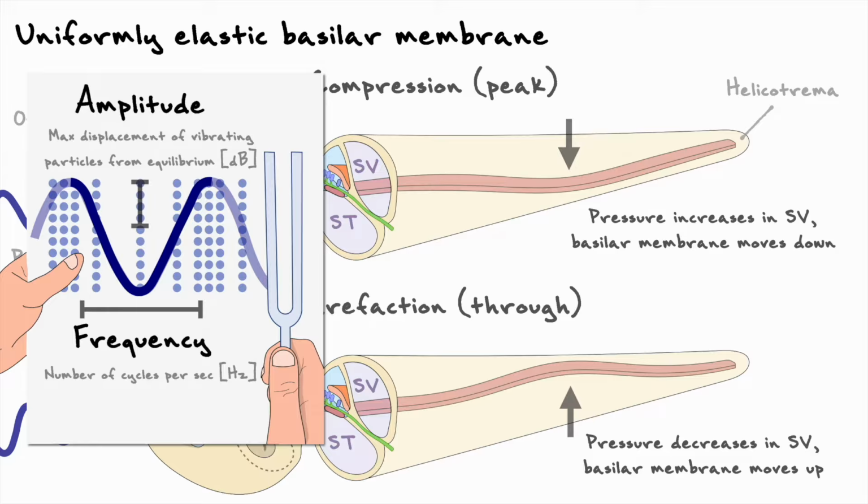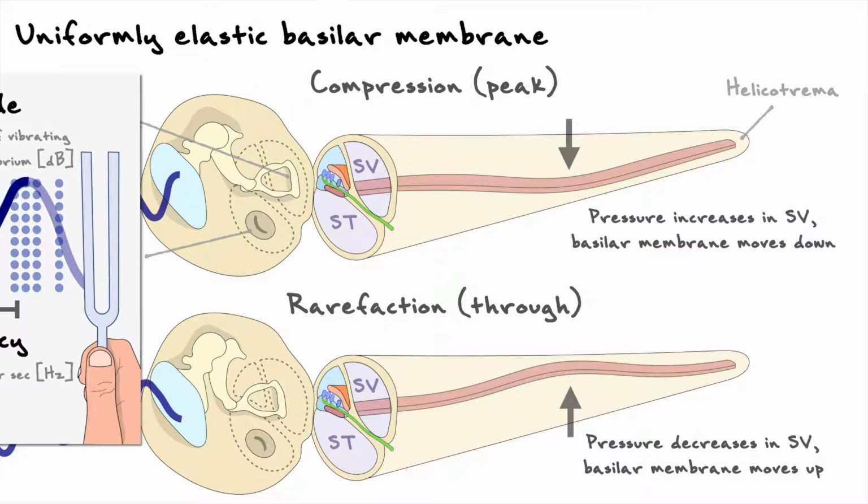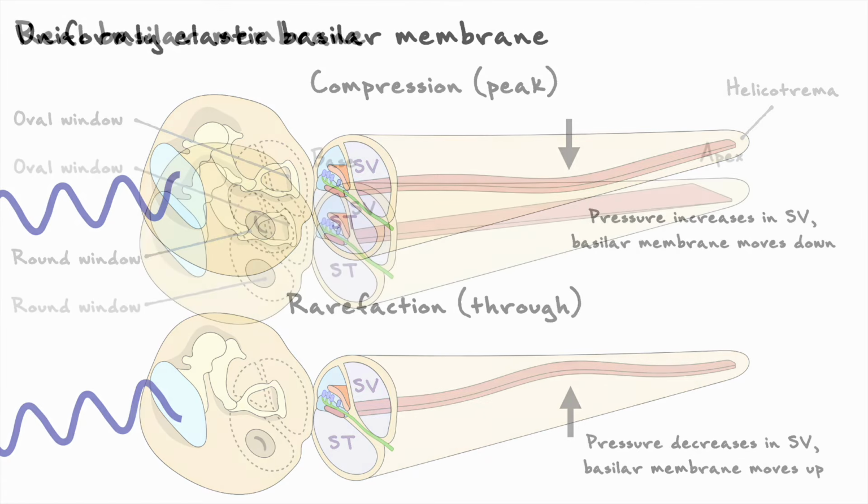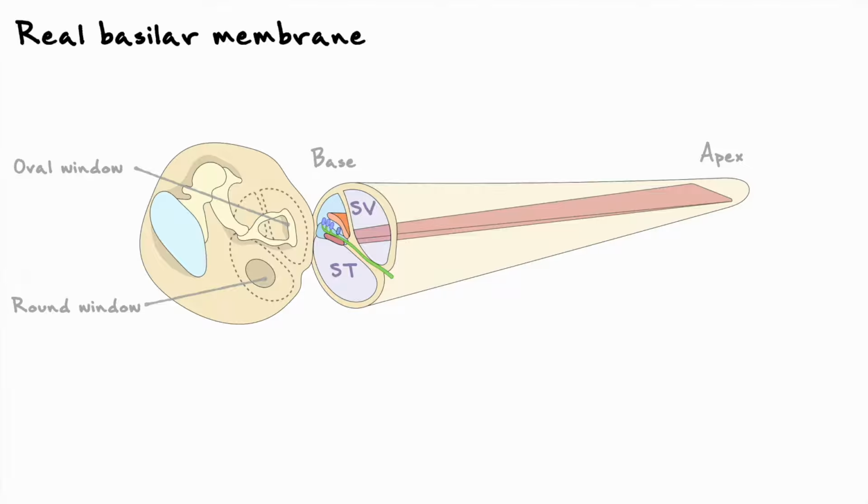Now, keep in mind that this is an idealized example, and we'll get to shortly how a real basilar membrane actually works. Nonetheless, there are some key takeaways from this easier example we can take. First, the basilar membrane is responsive to the compressions and rarefactions of sound, and thus to its frequency and amplitude. Secondly, the round window and helicotrema are crucial in compensating the pressure changes as sound hits the cochlea. Alright, let's now consider how our actual basilar membrane works.